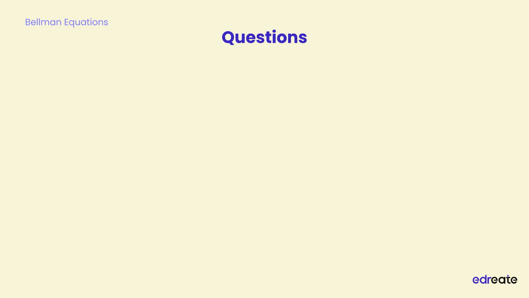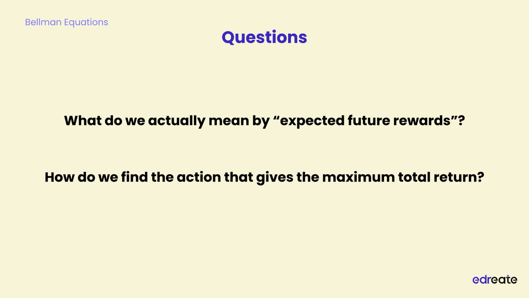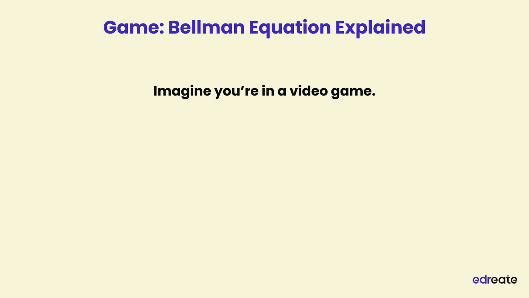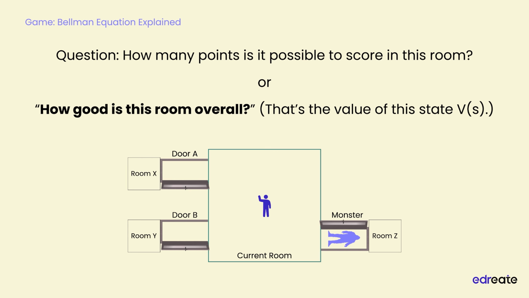Now that we know the optimal value function looks for the best possible future return, two important questions naturally come up. What do we actually mean by expected future rewards, and how do we find the action that gives the maximum total return? To understand this, let's look at a simple example. Imagine you are in a video game. You are standing in a room and your goal is to score maximum points. Now the question is, how many points is it possible to score from this room? Or how good is this room overall? That's the value of this state, V of s.